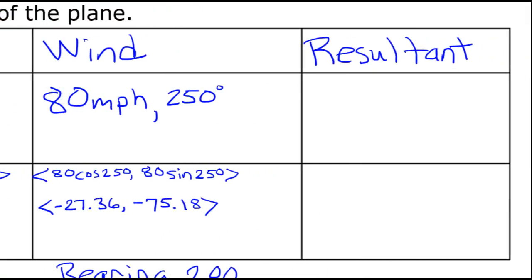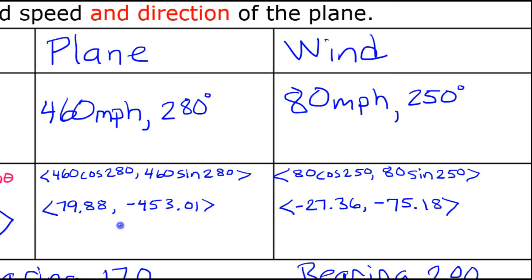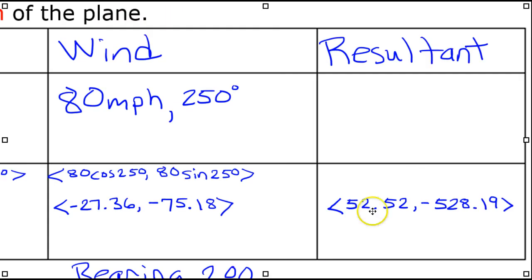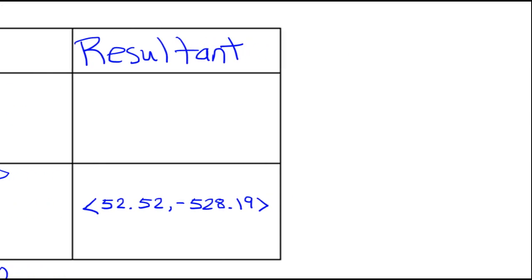Now, we can find the resultant vector in component form by simply adding these. So we will just add the corresponding components, the horizontal plus the horizontal and the vertical plus the vertical. The resultant turns out to be 52.52 comma negative 528.19. Okay, so that's the component form. Now, we're going to need the magnitude and direction for the final answer.